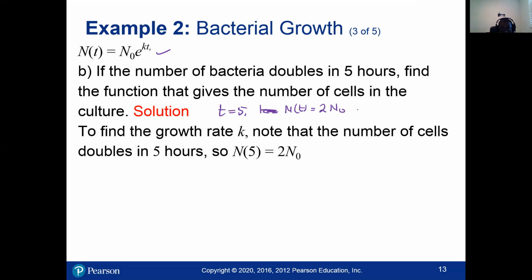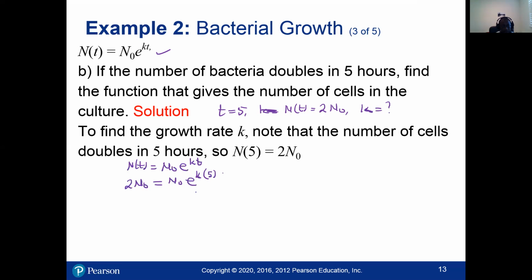So we can find that then. So the question is, what is the k? Okay, so we let N of t, we substitute 5 for t, and then N of t is 2 times that, and we solve that. So here we have N of t is equal to N naught e raised to k times t. So now when t is equal to 5, this N of t is 2 times the initial, and then the initial amount is there, and e raised to k times 5.